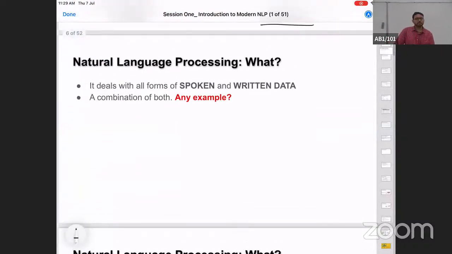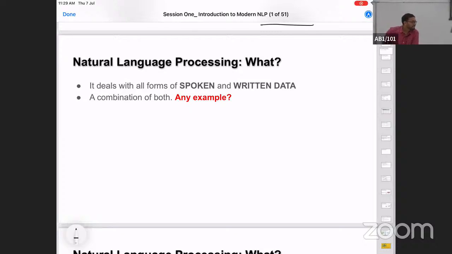Now, can you come up with a system which takes both of these data types as an input? It takes the audio signals as an input, and text data as an input, and then it gives you some output. Any system which takes both of these modalities together to do some task, right?